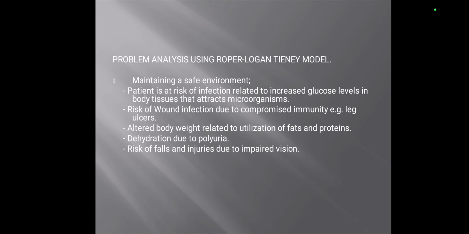Risk of wound infection due to compromised immunity. Leg ulcers, also altered body weight related to utilization of fats and protein. Remember, there is little glucose in the body, which means the body will switch from using carbohydrates to fats. The person will lose weight. Dehydration due to polyuria: the person will be dehydrated because they urinate much. Risk of falls and injury due to impaired vision. They are going to have impaired vision.